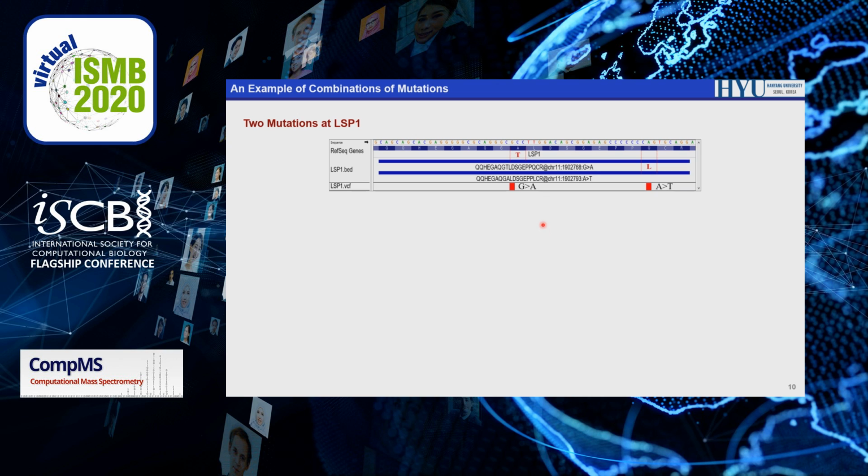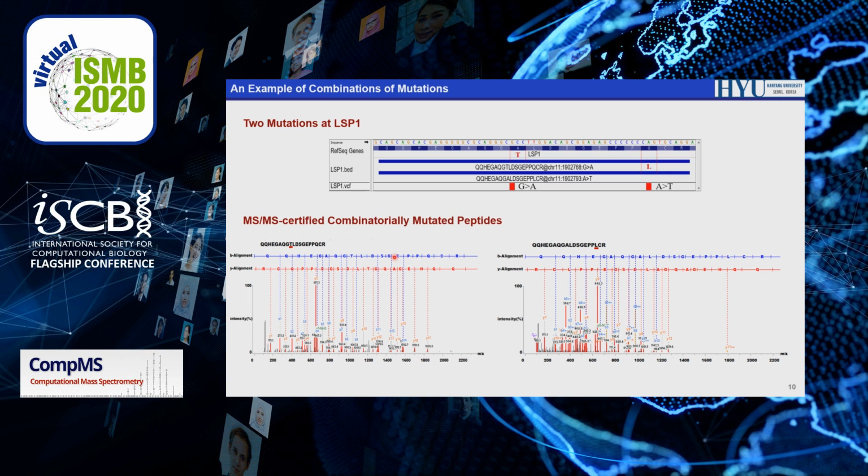Here is an interesting example. There were 4 mutated peptides that seemed to be exclusively expressed. In LSP1, 2 mutations were observed from sample-specific variant calls, but the mutations were expressed exclusively at peptide level. The first mutation, G2A, was only observed in the left PSM, and the second mutation, A2T, was only observed in the right PSM.